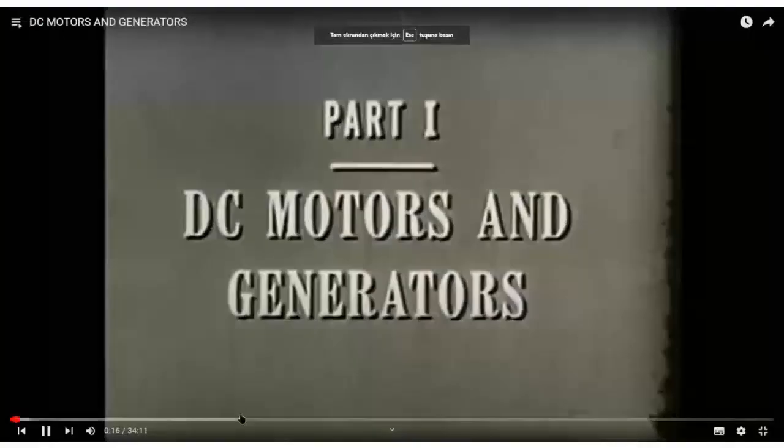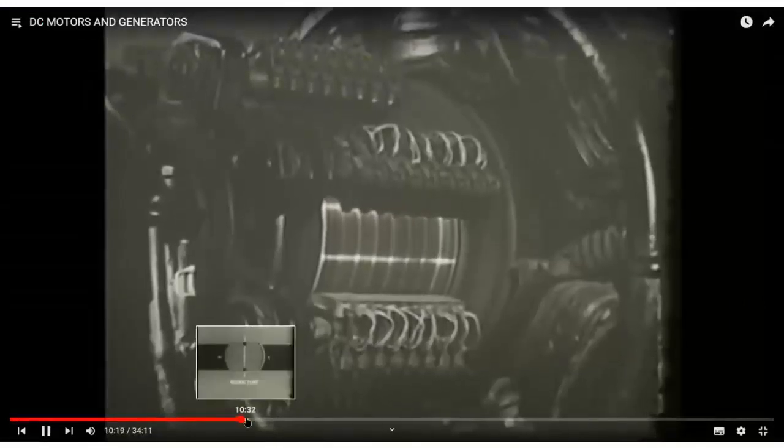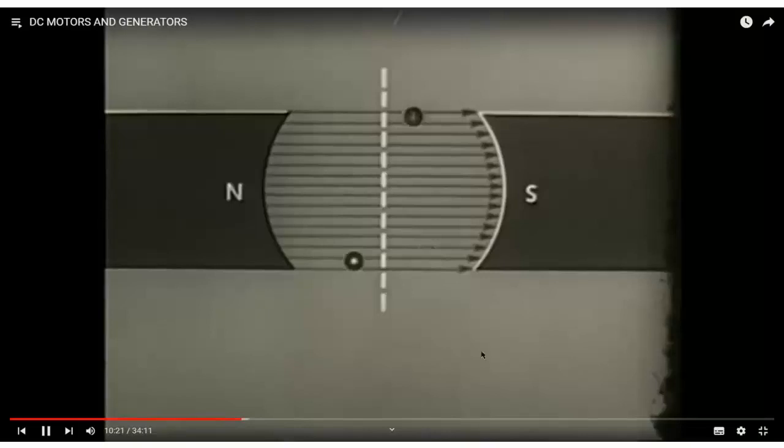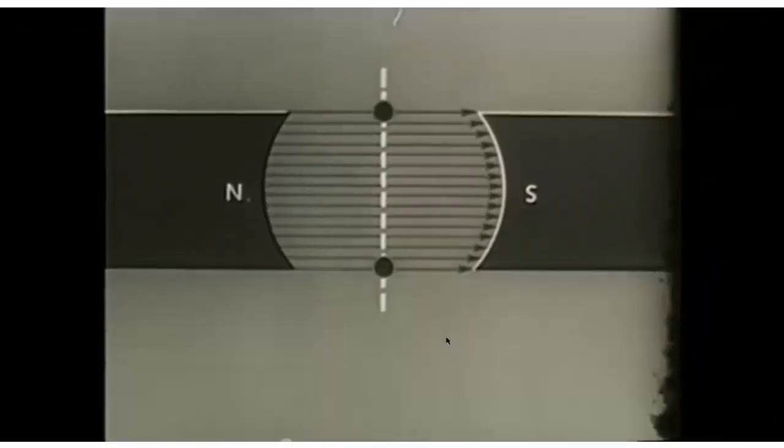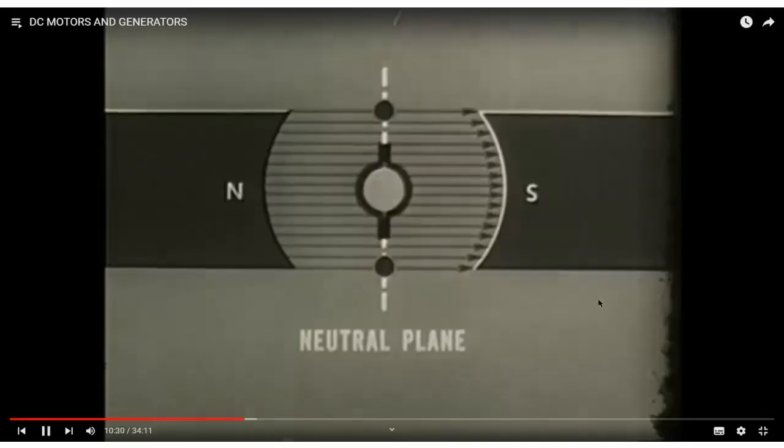Let me find out the proper position. This line through points of zero generated EMF is called the neutral plane. Neutral plane. You already know this. Placing the brushes in this neutral plane reduces the tendency for sparking between brushes and commutator.